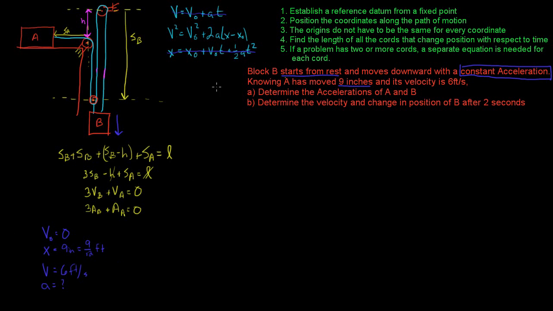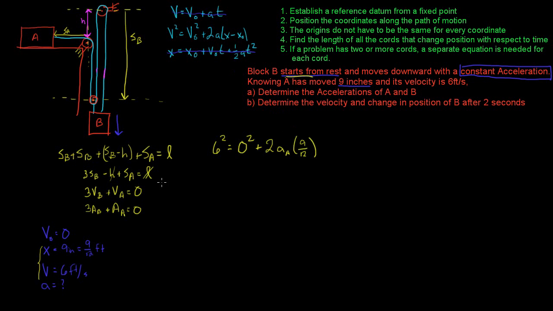So if we plug in our numbers right here into this kinematic equation, we get the final velocity, which is 6. 6 squared is equal to the initial velocity, which is 0, since it starts from rest, plus 2 times the acceleration of A. That's what we're solving for. And we're solving for A because all our information right here is about block A. And the change in distance is 9/12 of a foot.